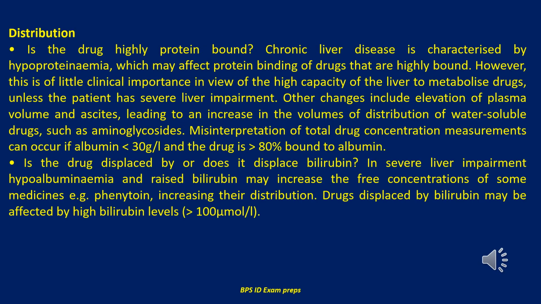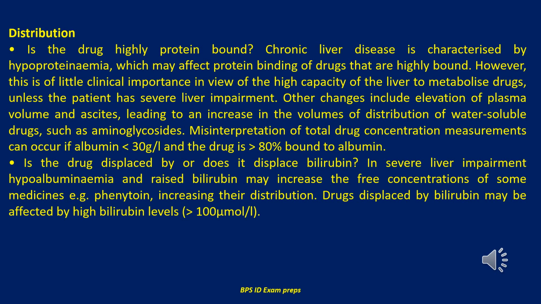Regarding distribution, we should ask ourselves: 1. Is the drug highly protein-bound? Chronic liver disease is characterized by hypoproteinemia, which may affect protein binding of drugs that are highly bound. However, this is of little clinical importance in view of the high capacity of the liver to metabolize drugs, unless the patient has severe liver impairment.